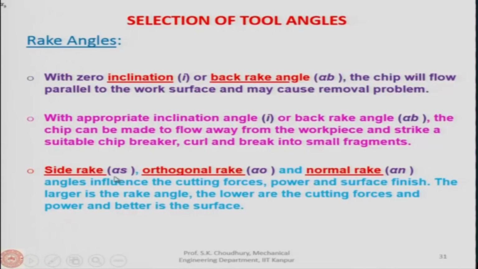Now, the side rake, orthogonal rake and normal rake, that is alpha S, alpha 0, alpha n. If you remember, the side rake was in the ASA system, the orthogonal rake was in the ORS system, the orthogonal rake system, and the normal rake was in the normal rake system, that is the international system. These angles particularly influence the cutting forces, power and surface finish. The larger the rake angle, the lower the cutting forces and power, and the better the surface.